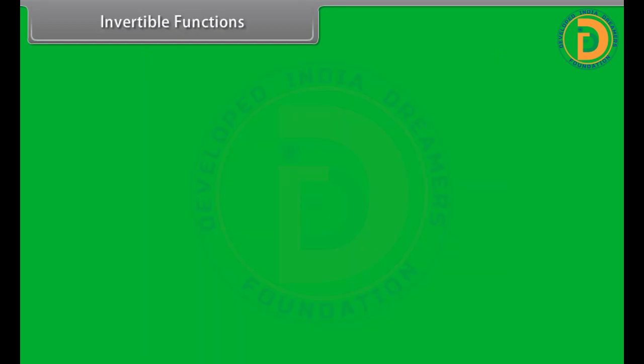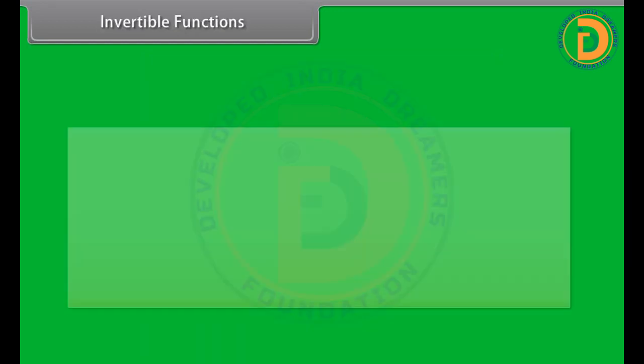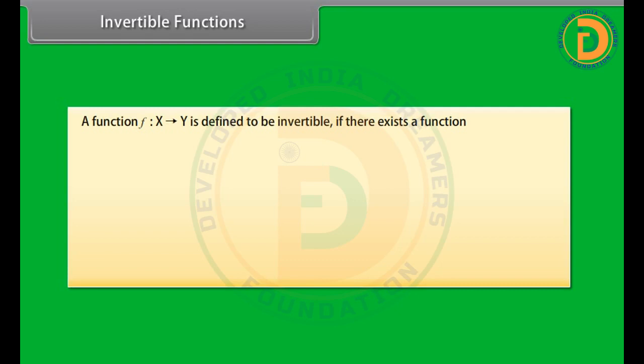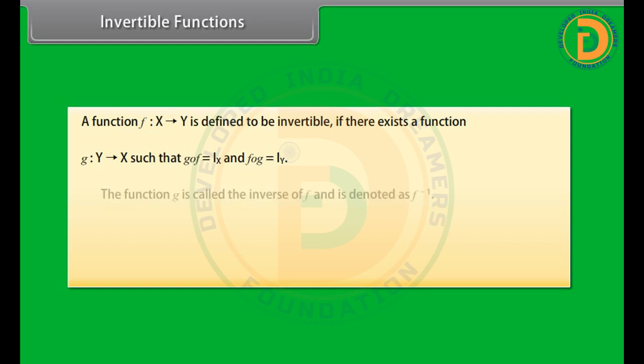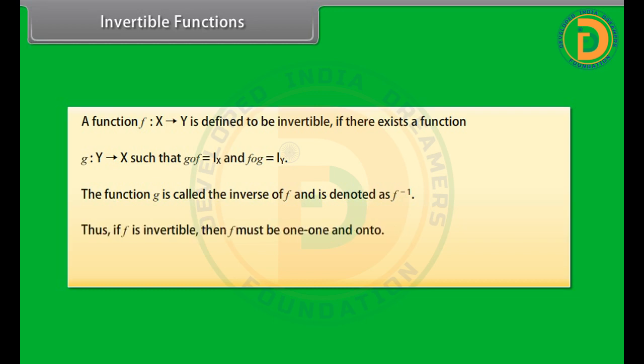Hence proved. Invertible functions. A function f from X to Y is defined to be invertible if there exists a function g from Y to X such that g o f is equal to I_X and f o g is equal to I_Y. The function g is called the inverse of f and is denoted as f inverse. Thus, if f is invertible, then f must be 1-1 and onto. Conversely, if f is 1-1 and onto, then f must be invertible.